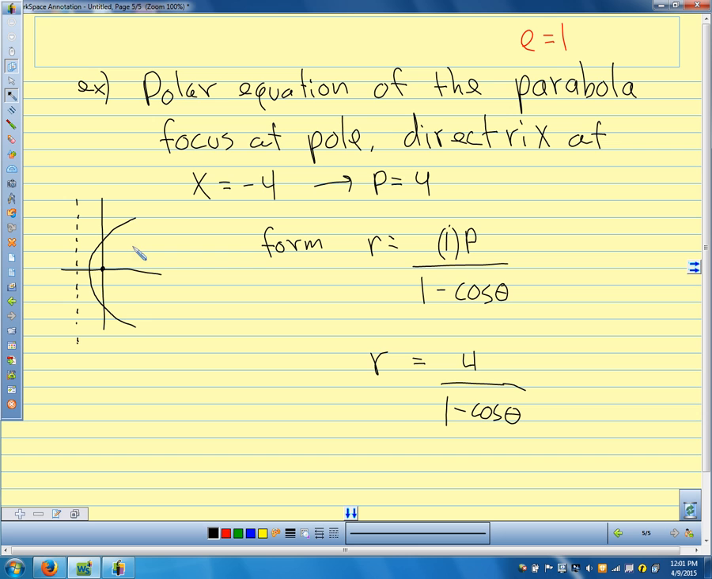Questions here? So how do we know that e equals 1? It's always 1 for a parabola. That's what makes it a parabola, that the eccentricity is 1. If we think back to our original definition of a parabola, we said that the distance from the point on the parabola to the focus and the distance to the directrix were equal. If we make a ratio of two equal things, we get 1.